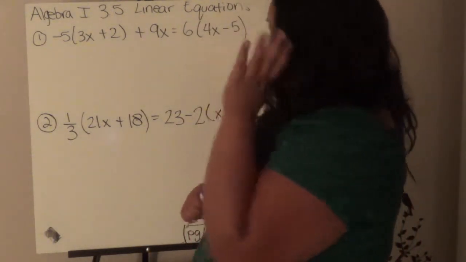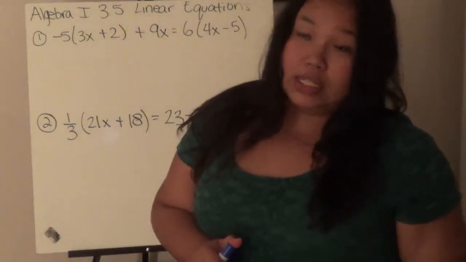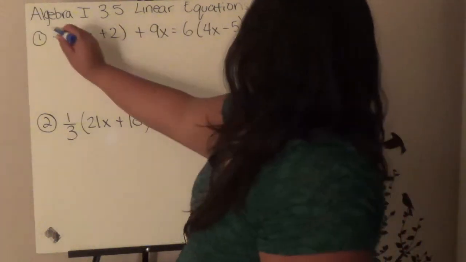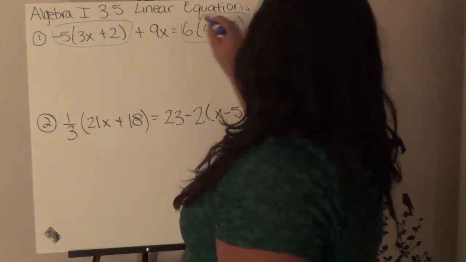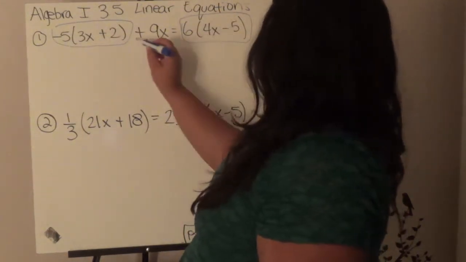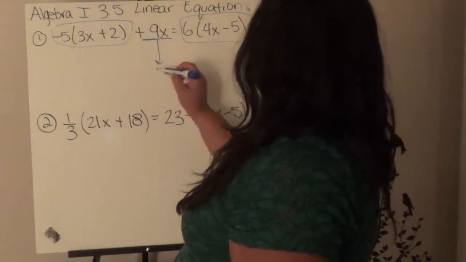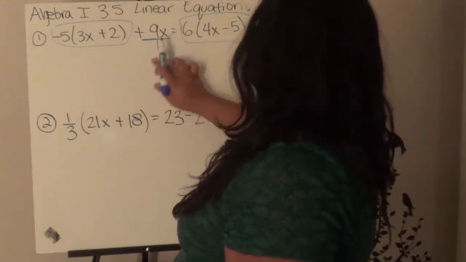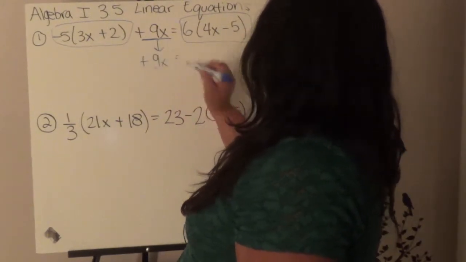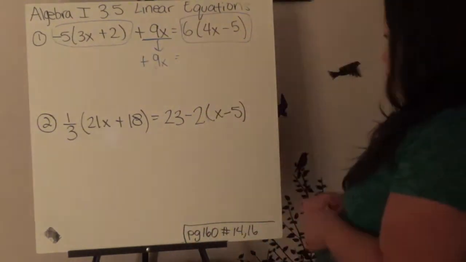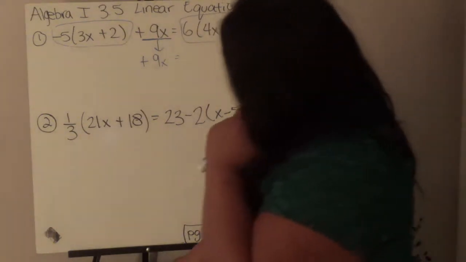So according to our order of operations, we always start with the parentheses. So here we have a parentheses. Okay? Here we have a parentheses. So I'm going to deal with that. Everything else I'm going to bring straight down, because we're going to deal with that later. Right now we're just focusing on the parentheses. Let's see what we can do.